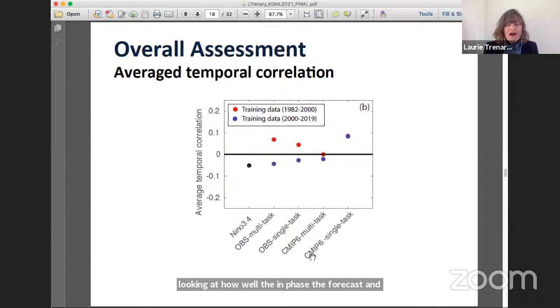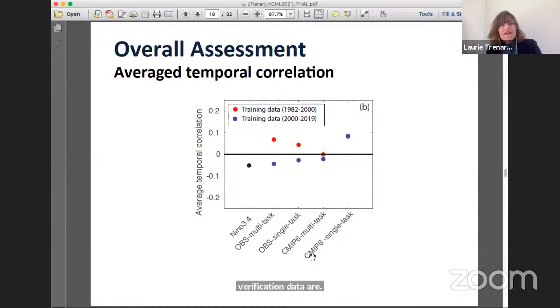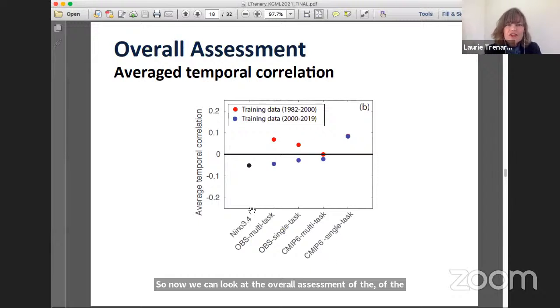So now we can look at the overall assessment of these statistical models. In terms of the average temporal correlation, so averaging the correlation across all of those 499 grid points, versus each empirical model on the horizontal axis, this black horizontal line denotes a 0 correlation.